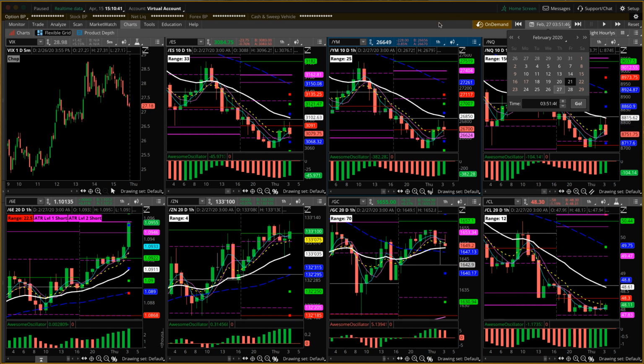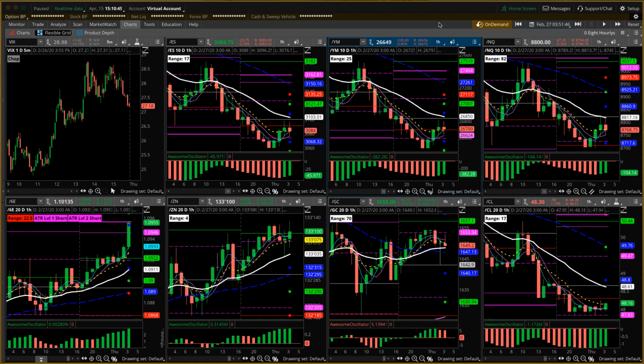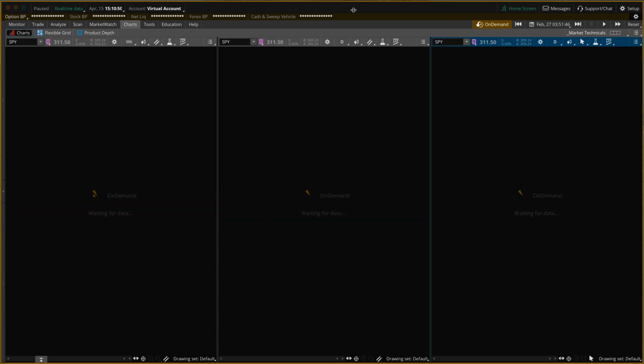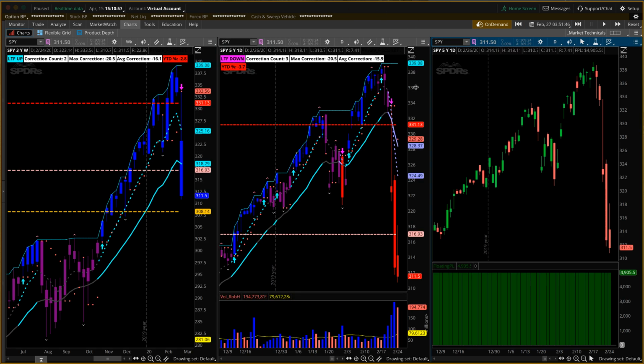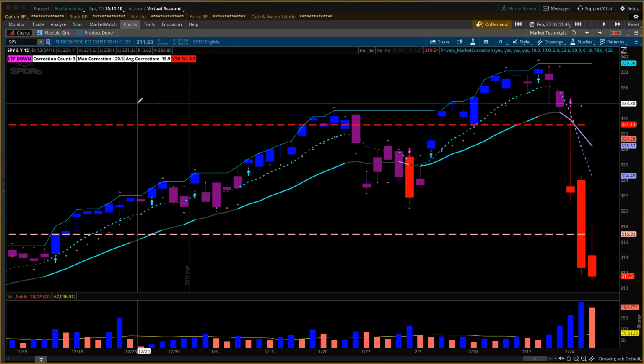But the on-demand feature is very handy if you want to get a look at what the markets look like at a previous point in time. So let's go ahead and move over to the charts so that we can examine the market technicals indicator. And actually, I don't really know what to call this indicator yet. It is an indicator that displays market corrections and the various levels for a market correction. I'll go ahead and expand this a little bit here, maximize that.